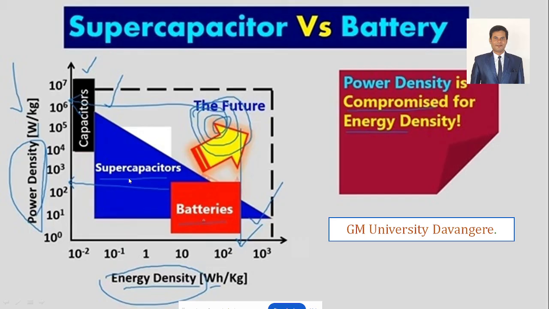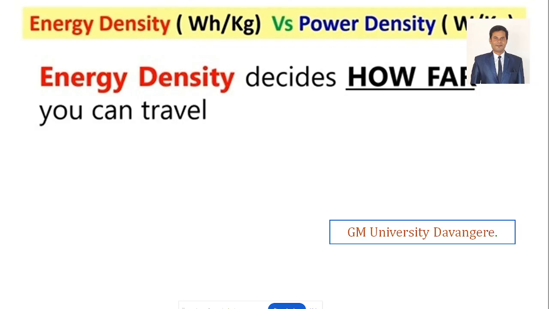If we want to have the highest power and high energy density, then we have to think about the design of these ultracapacitors, which will be more useful for grid stabilization and various other applications. As I told, energy density decides how far you can travel. Let us say you want to go for 5 kilometers. Sometimes you may run very fast, sometimes very slow, but you should have the energy to reach from source to destination.